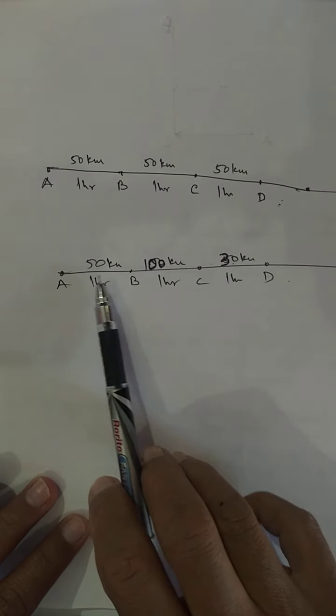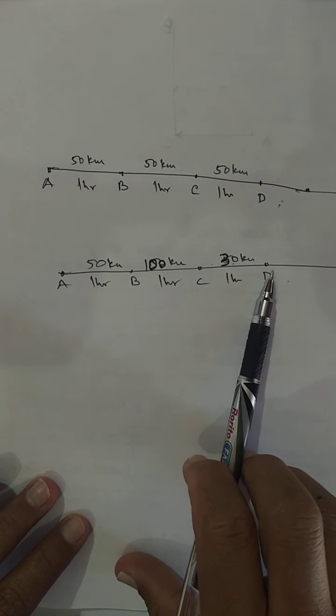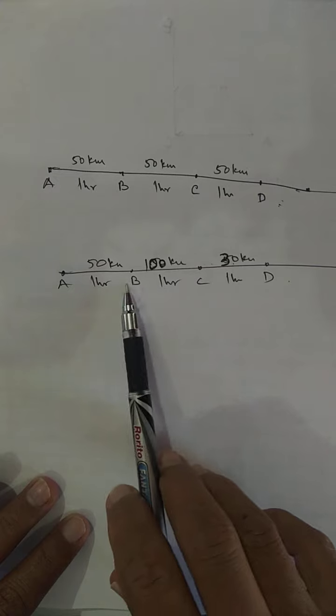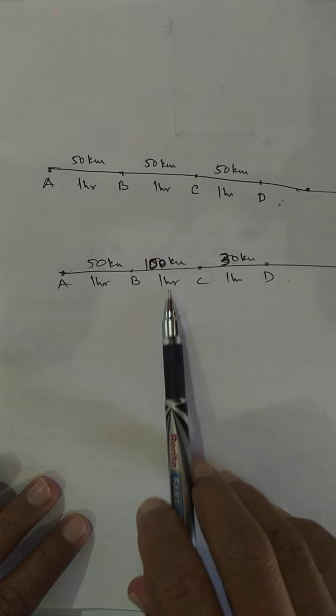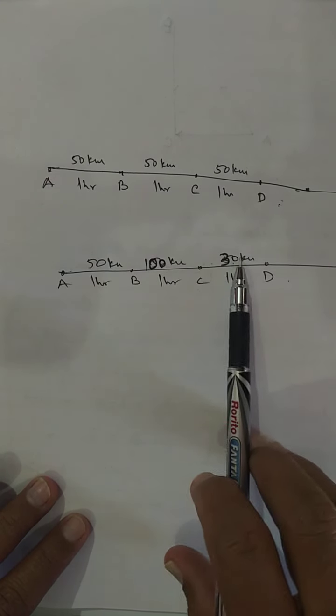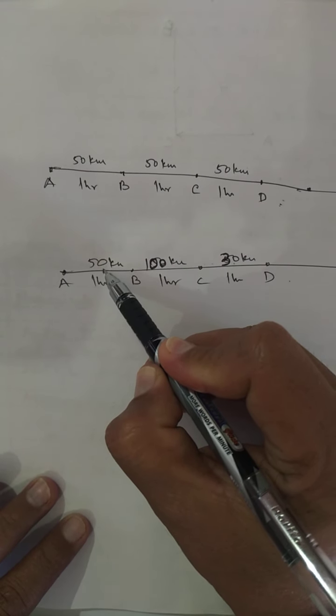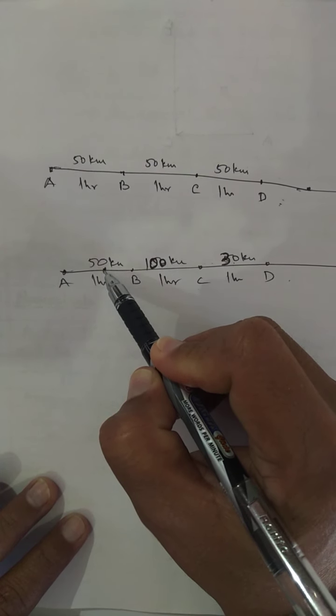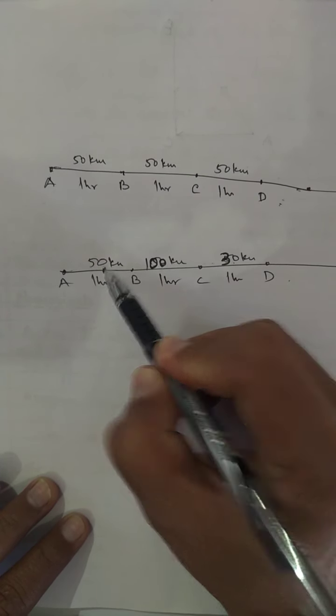Now here the velocity is variable. It is 50 km per hour from A to B. Next from B to C it is 100 km per hour. From C to D it is 30 km per hour. At this instant, that is instantaneous velocity we are discussing. At this instant the velocity is 50 km per hour.